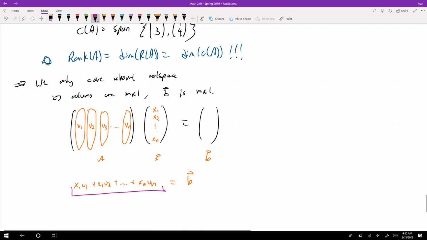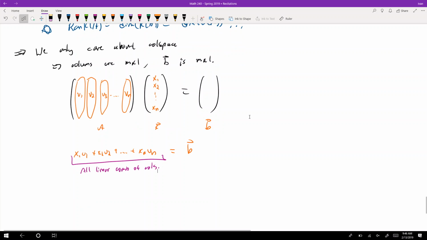What is the left-hand side? What is that? Linear combination of the columns, right? In particular, do we know what x1 through xn are? No, right? We're solving for them. So it's literally all linear combinations of the columns. Okay, what is that? It's column space, because it's literally everything that the columns can hit. So it's the span of all of the columns, which is really just the column space of A, or C(A).